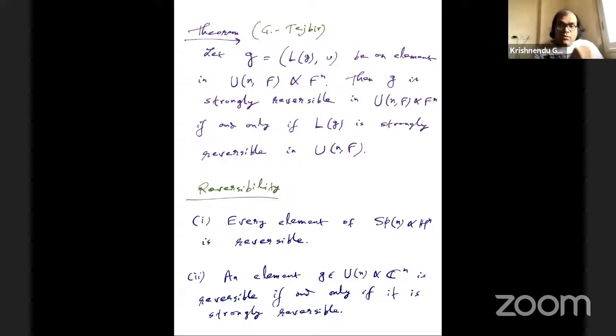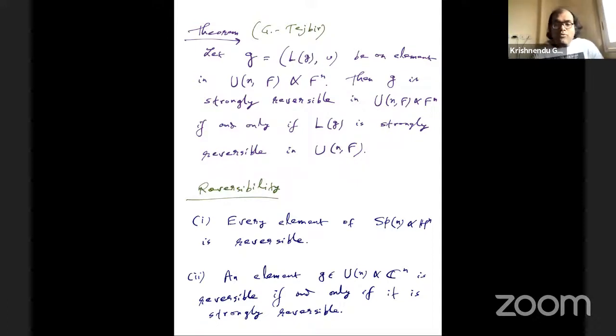All right. Now, what about reversibility? We have been able to prove that every element in Sp(n) semi-direct product, the n-dimensional quaternion space H^n, is reversible. So there is no ambiguity. So every element is reversible there. And strong reversibility means if the linear part is strongly reversible, then the element is strongly reversible. But over complex numbers, not every element is strongly reversible.